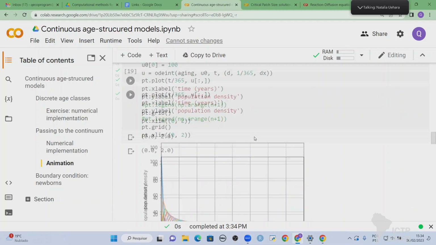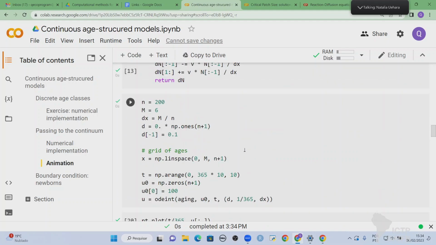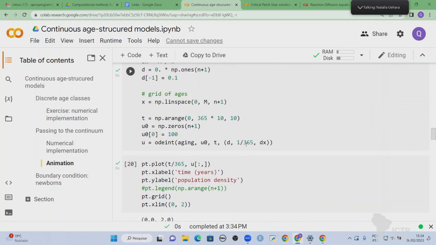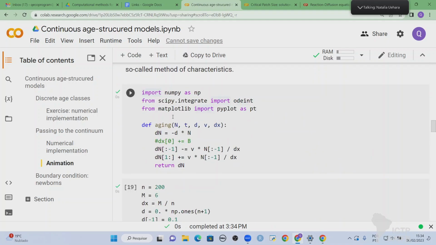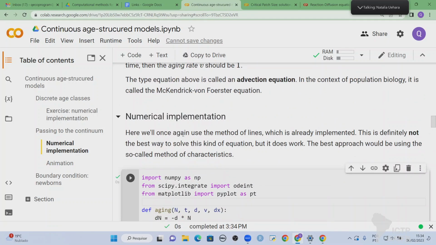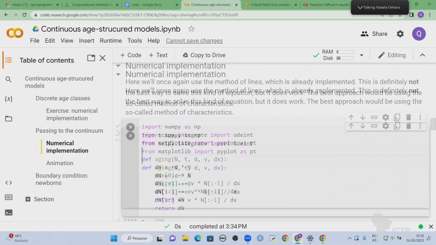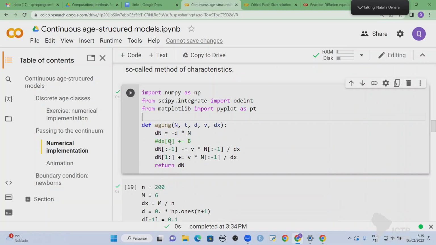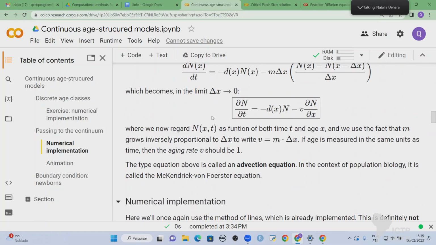I'm still solving this with what is called the method of lines, as we used it for reaction diffusion equations. But it turns out that for these advection equations, the method of lines is not so great. There are better methods that capture this characteristic of the population moving to the right.